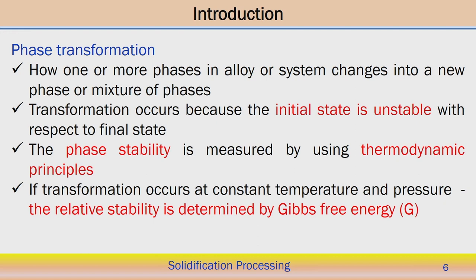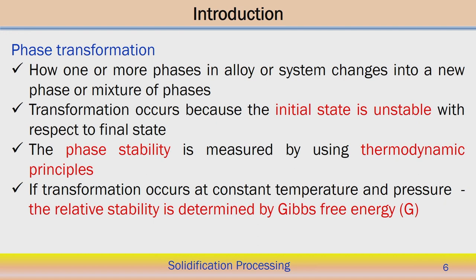But why does phase transformation occur? It is assumed that the initial state, the current state of the phase, is unstable. So until it reaches another stable position, it has the tendency to change from one phase to another. If the initial state of a particular phase is unstable, it will try to change to another stable phase. Then we can say the final state is stable in this particular condition, meaning at a particular temperature or pressure this phase is stable. That is how we can understand the transformation of phases.